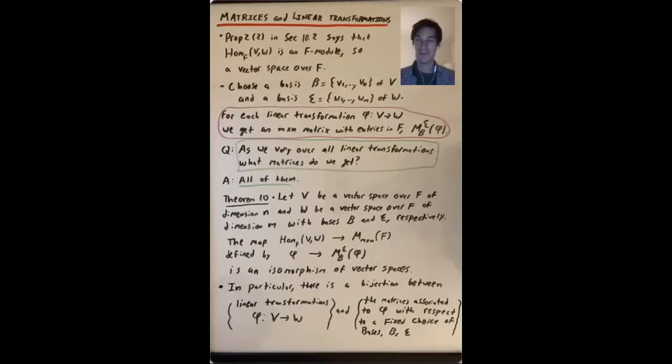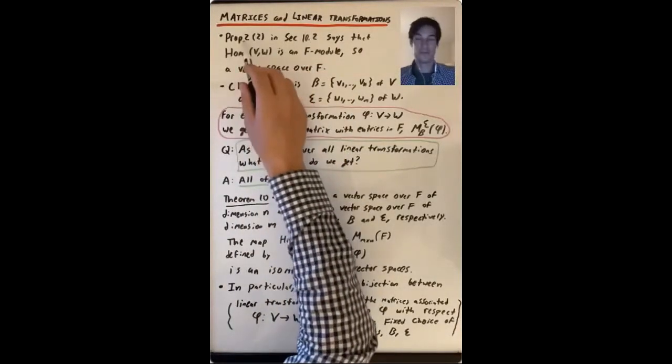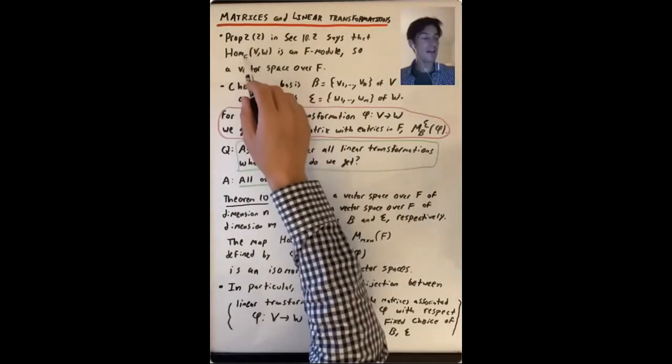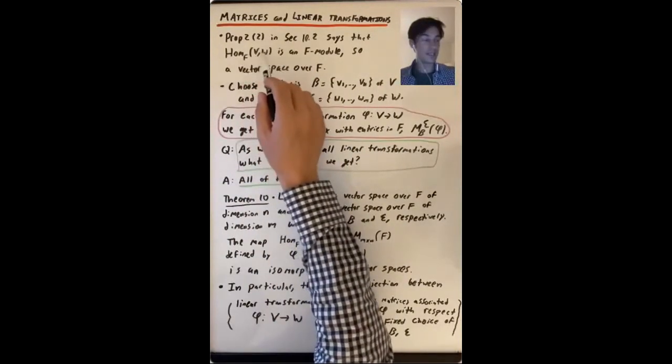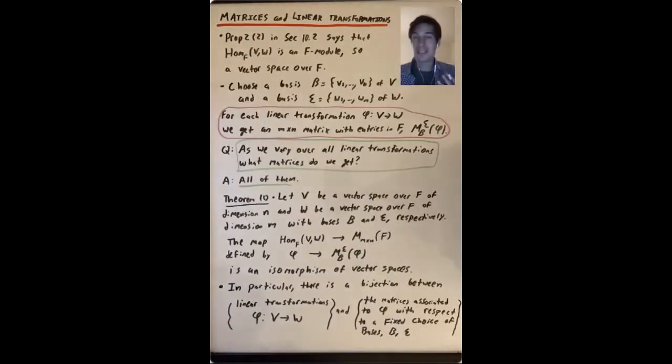The next thing I want to do is talk about sets of linear transformations and the associated matrices to them. So we know from section 10.2, from proposition 2, the second part, that the set of F module homomorphisms from V to W is an F module. So what does it mean to be an F module?